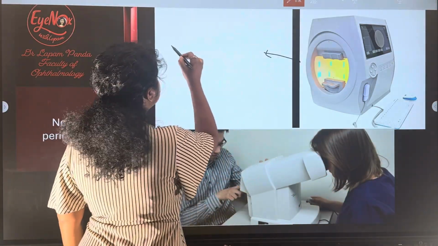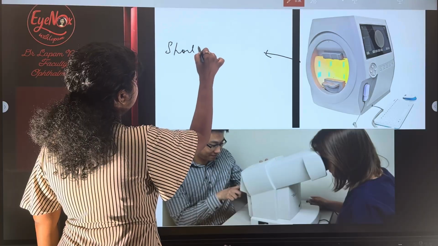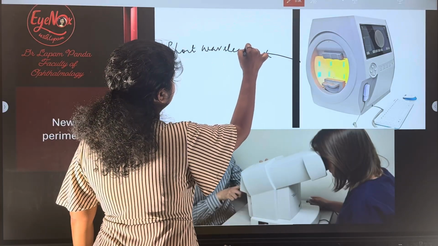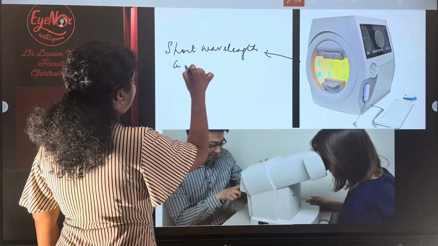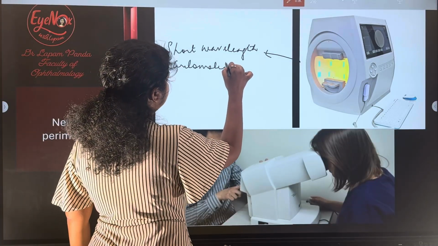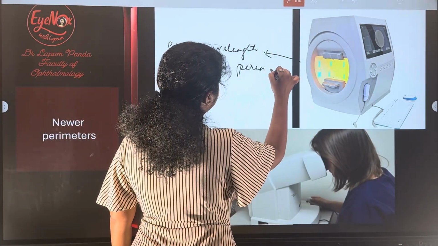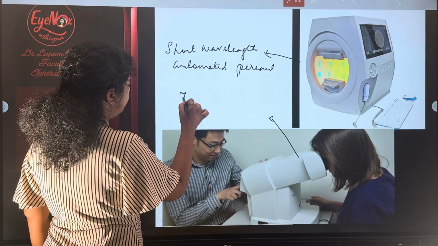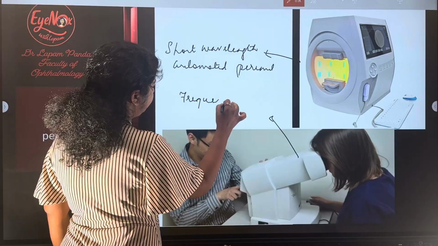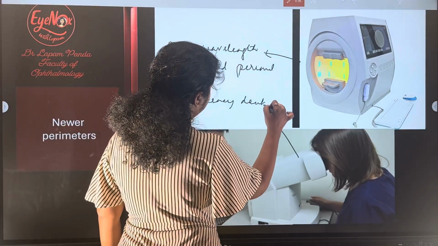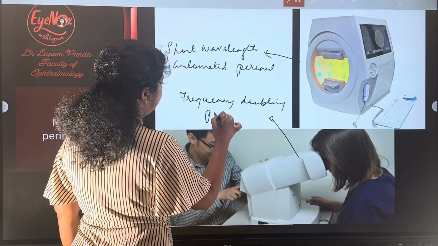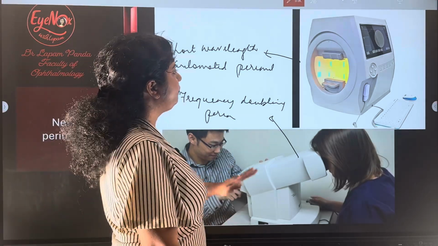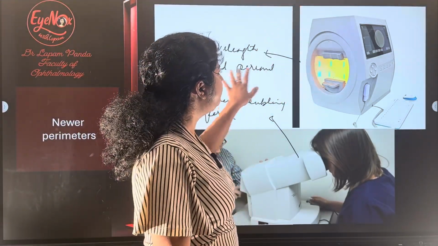So this one is a short wavelength automated perimeter, and this one is a frequency doubling perimeter.